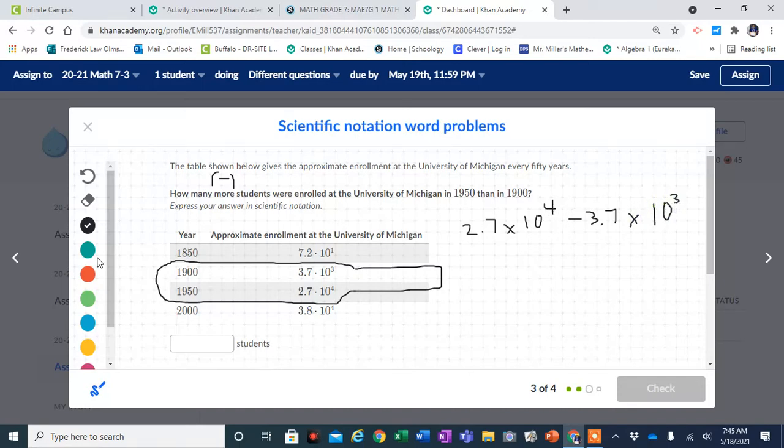So again, we want to change this 4 into a 3. So to change that 4 into the 3, we need to go down 1. Again, when you go to the left, you add 1. So when you go to the right, that is when you subtract 1 from your exponent. So that would mean that this would then be 27 times 10 to the third minus 3.7 times 10 to the third. So we know we're going to have the times 10 to the third. We need to do 27 minus 3.7.